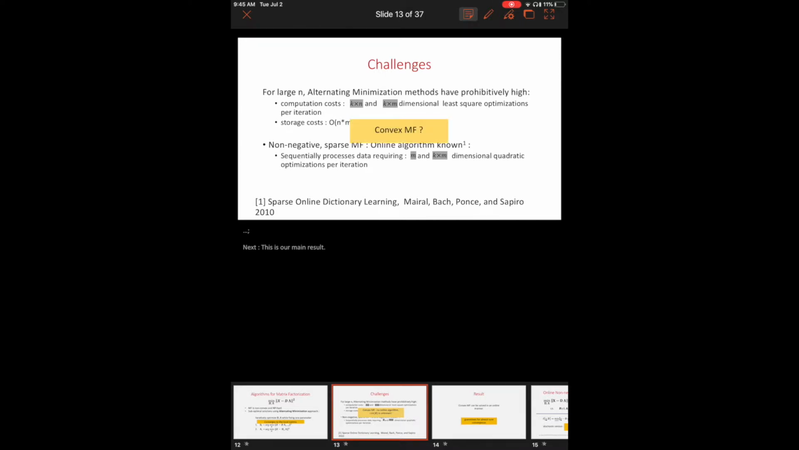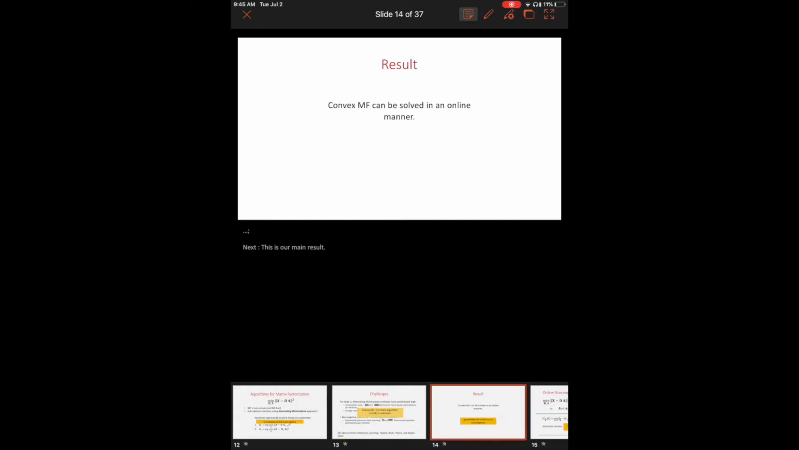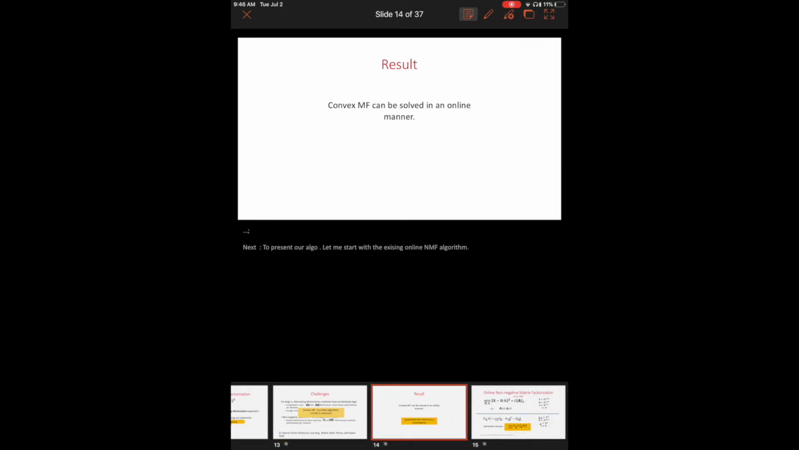But for convex matrix factorization, no online algorithm is known. And it's difficult to apply this technique by Mairal et al. to this approach because the space is not known at the start. Our results focus on the convex matrix factorization problem, and we show that this problem can be solved in an online manner, and we provide guarantees for almost sure convergence for our online algorithm.